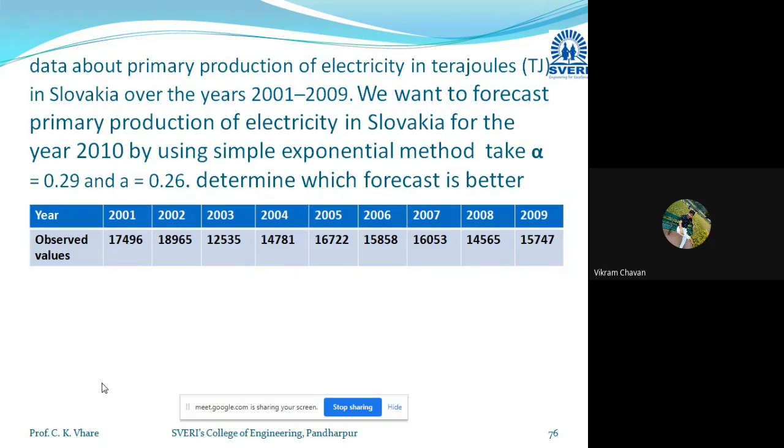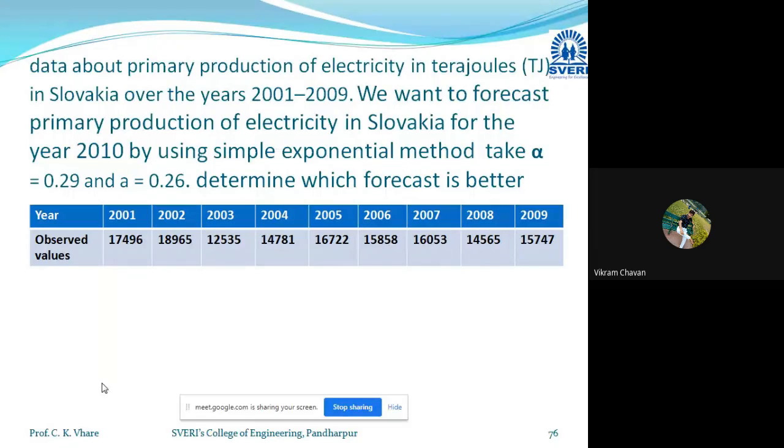In Slovakia. Okay, so it is, I think, the state name of one of the states in America. In Slovakia, over the years 2001 to 2009. Okay, so data is provided for the years 2001 to 2009.